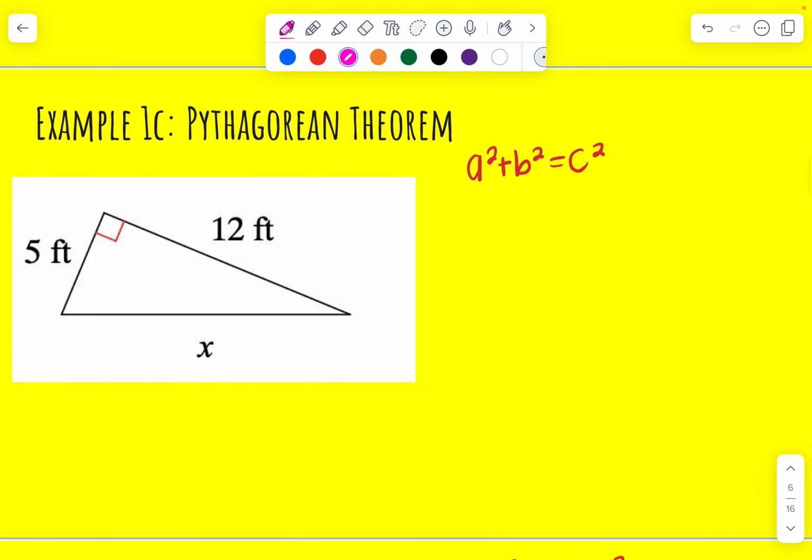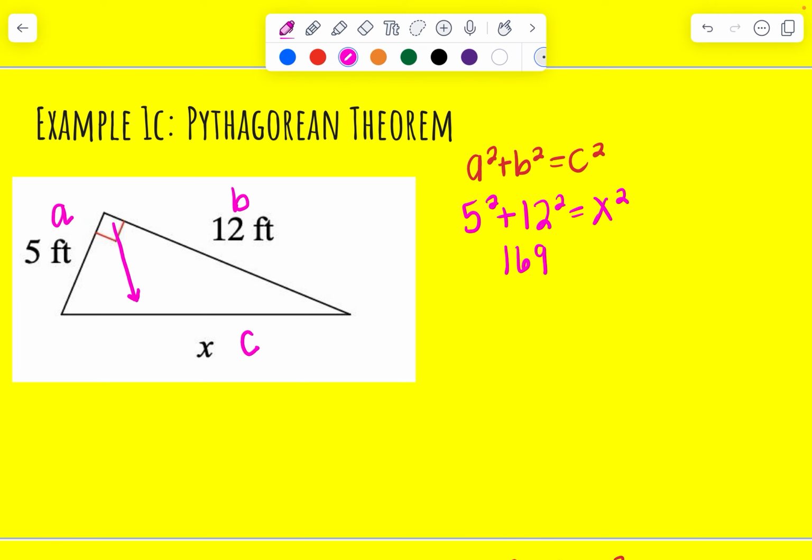So let's do another one here. I'll label my C first. Then I'm going to call 5 A and 12 B. So plugging in what I know, 5 squared plus 12 squared is x squared. 5 squared plus 12 squared is 169. So 169 is x squared. And then square root both sides. We get the square root of 169 is 13. Then we'll put the feet. So x is 13 feet.